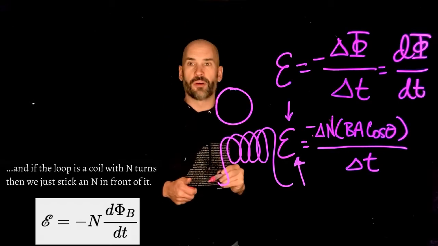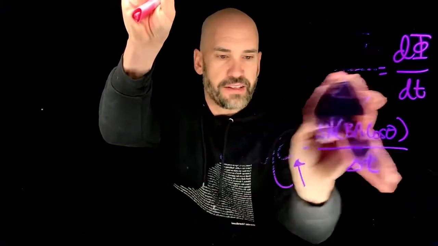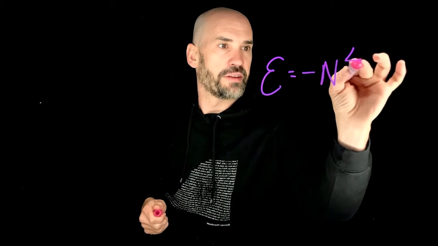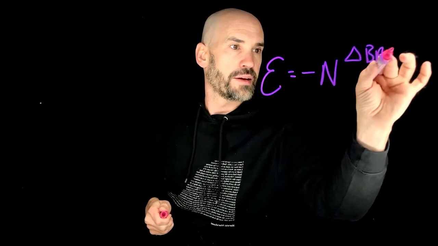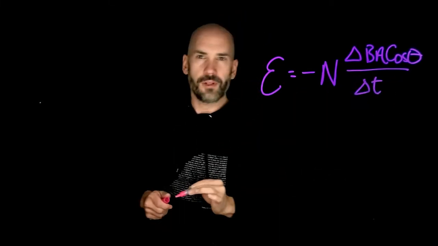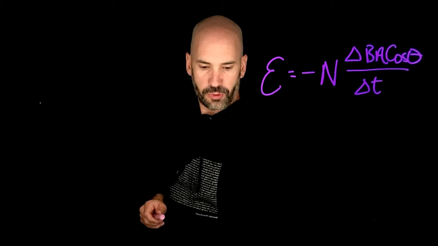All right? So if we're to replace all of this with one equation, right, to find the induced EMF for any kind of a changing flux, it really is, the induced EMF is negative N delta BA cosine theta over delta t. All right, so let's see how this actually works in real life.